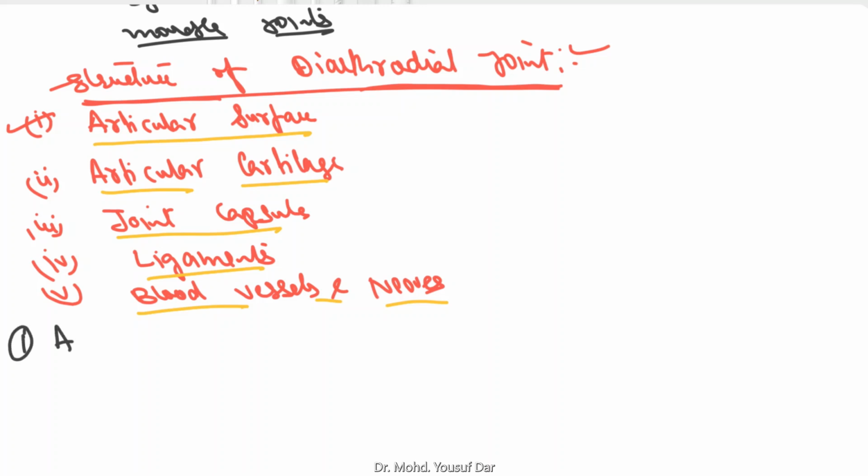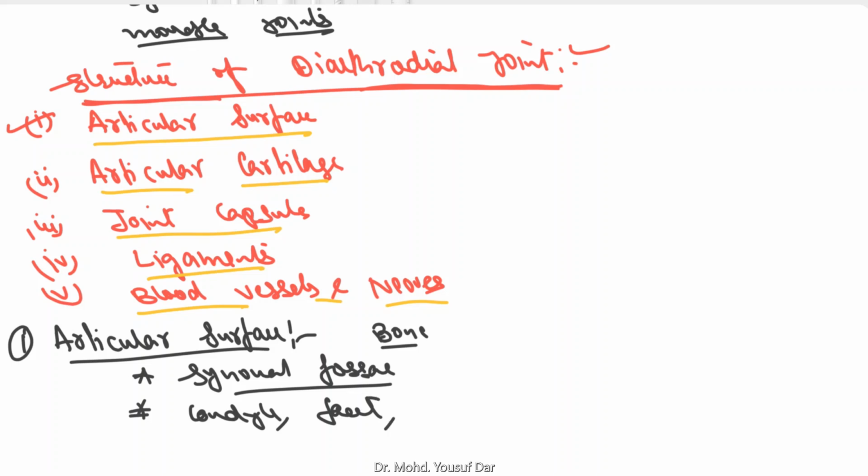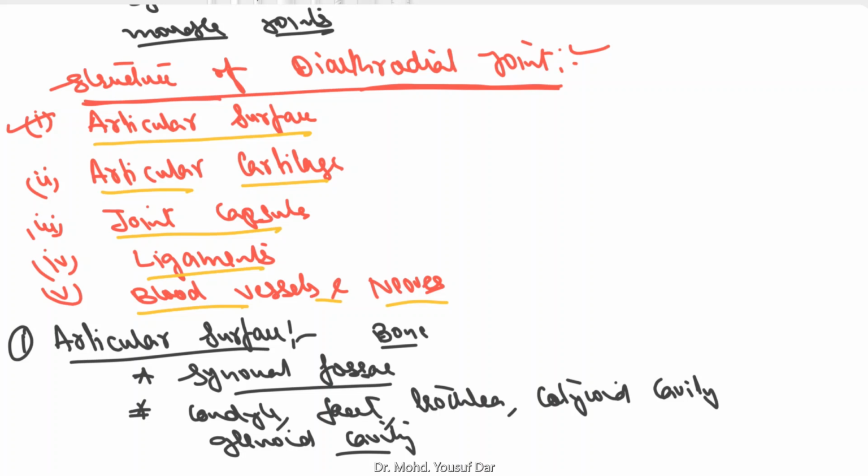First is the articular surface. The articular surface is generally composed of a dense bone, and it has non-articular depressions present. We call them synovial foci, non-articular depressions. This articular surface can be in the form of a condyle, a facet, a trochlea, a cotyloid cavity, or a glenoid cavity. That is an articular surface.